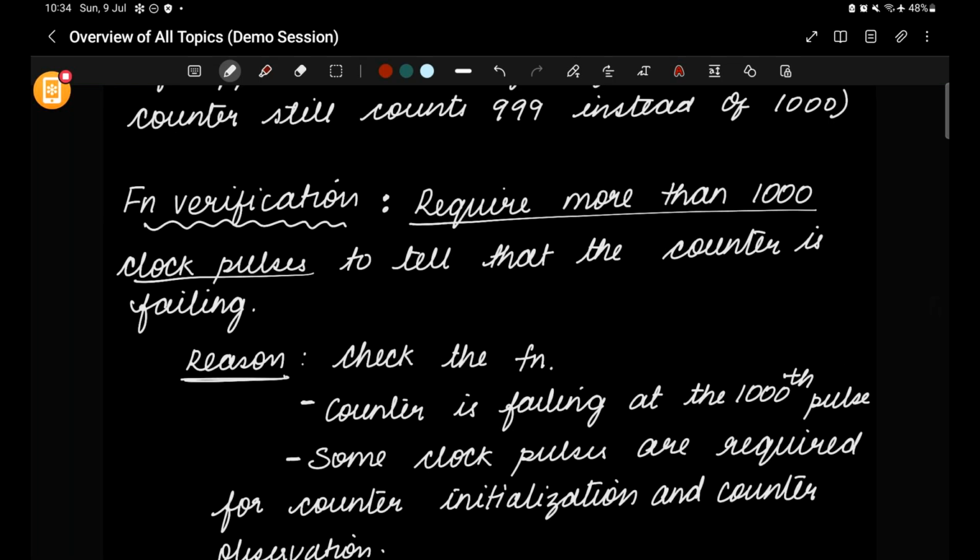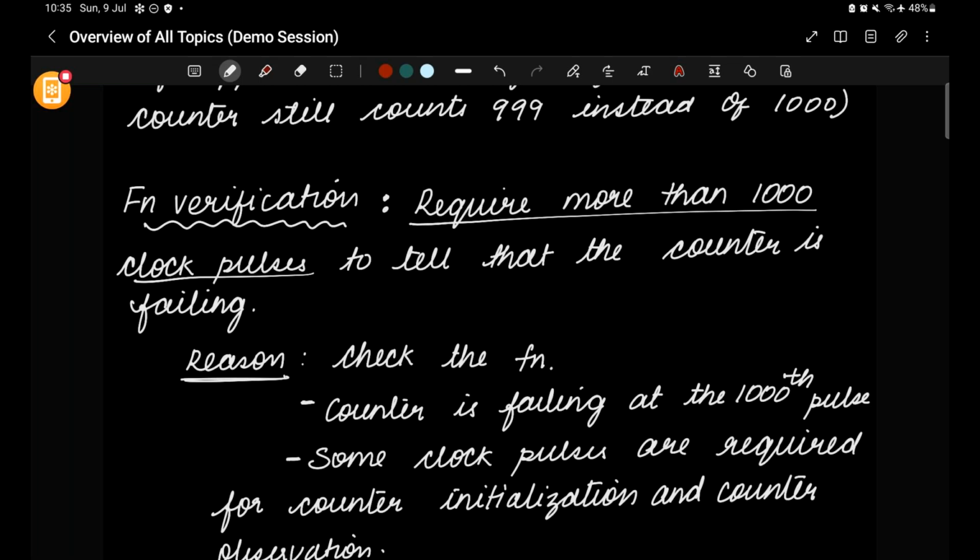Functional verification engineers are going to check the functionality. The counter is failing at the 1000th clock pulse, so the counter has to count till 1000 clock pulses. So 1000 clock pulses are required there. They also require some clock pulses for counter initialization to bring it to the initial state, and some clock pulses for counter observation. So altogether, a functional verification engineer requires more than 1000 clock pulses to tell that the counter is failing.